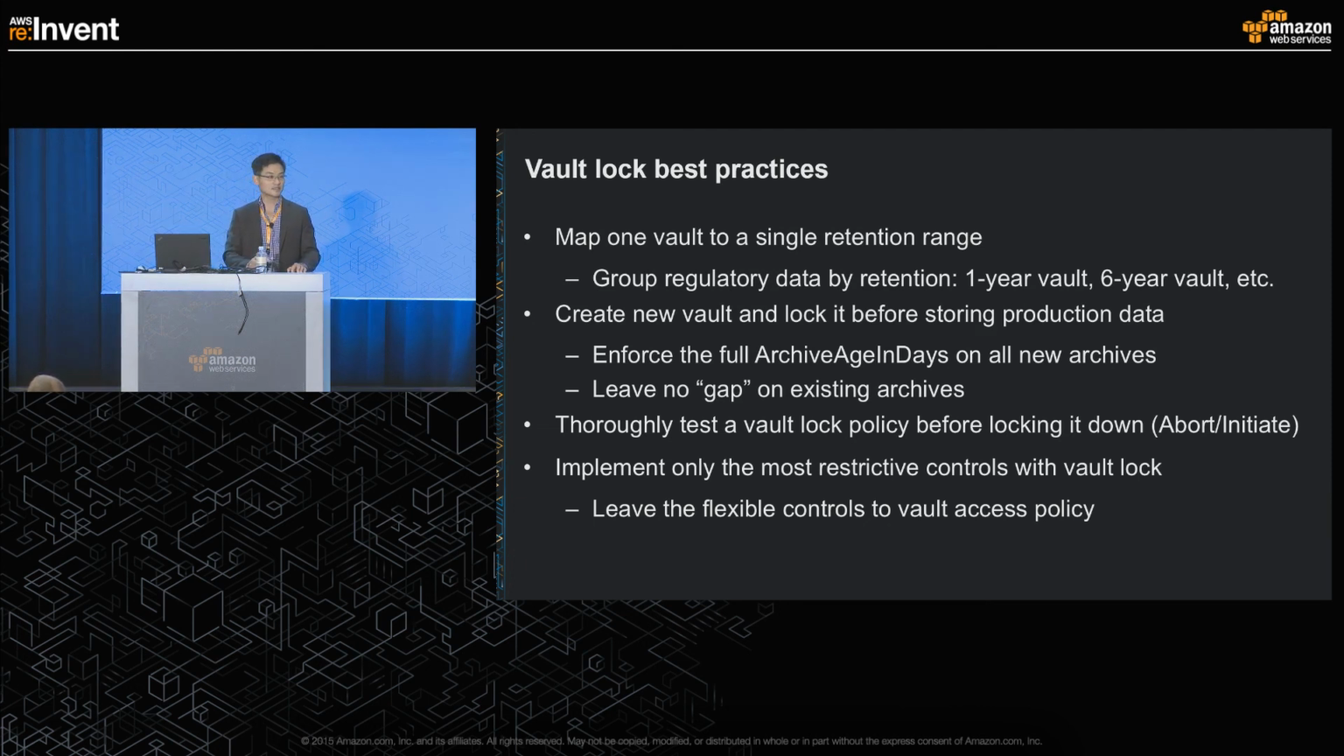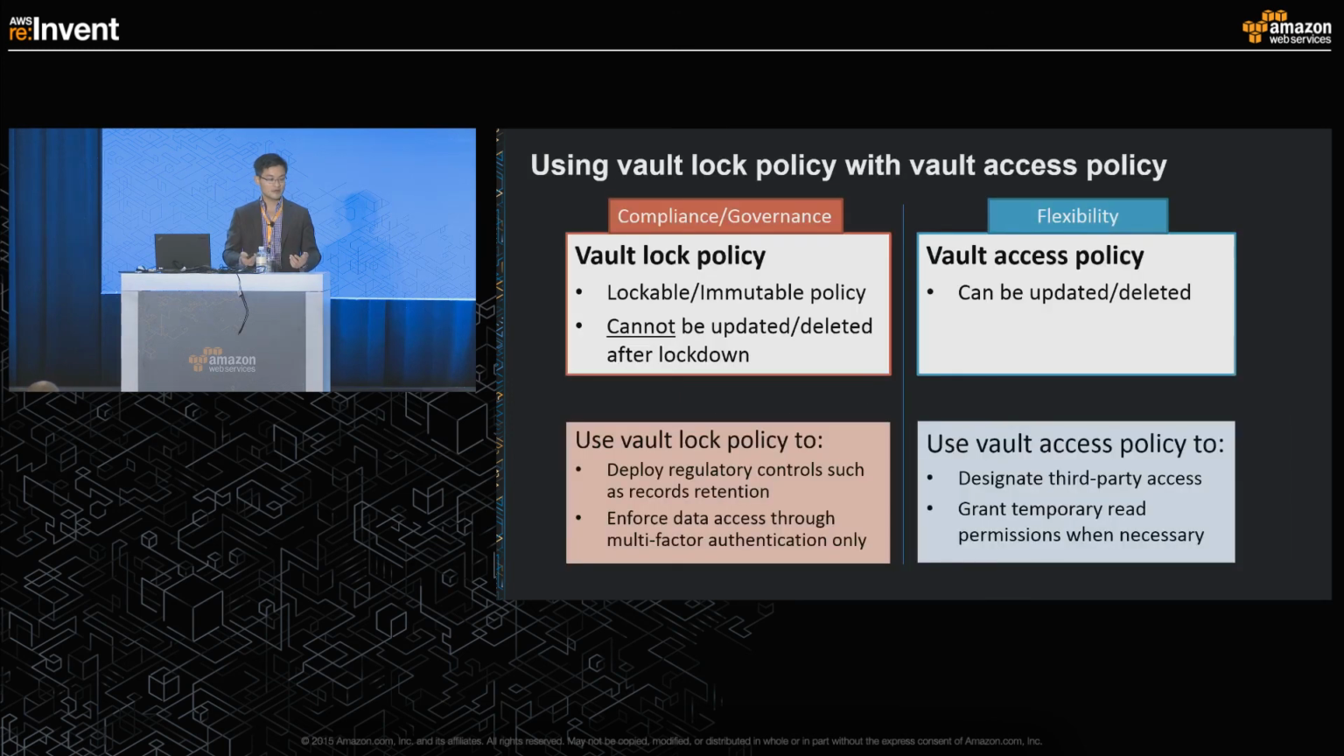And the last bit is how do we use the vault lock policy in conjunction with vault access policy? These are very similar in terms of the nature of the policy. They're both implementations of the AWS Identity and Access Management language. What is different is they're designed for different goals. So on the left, customers found that using vault lock policy for only the most restrictive controls, such as compliance and regulatory governance, is a good way.